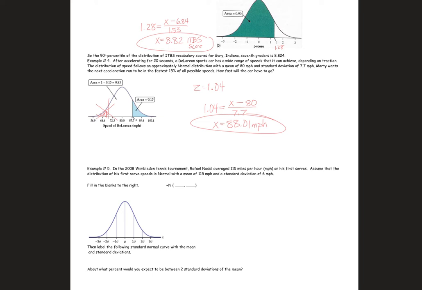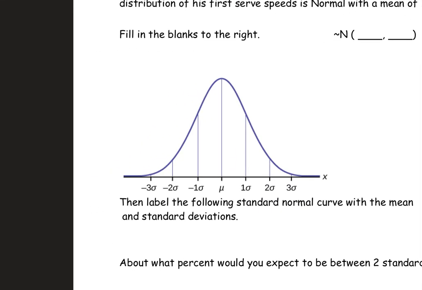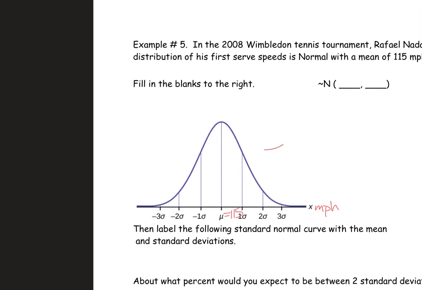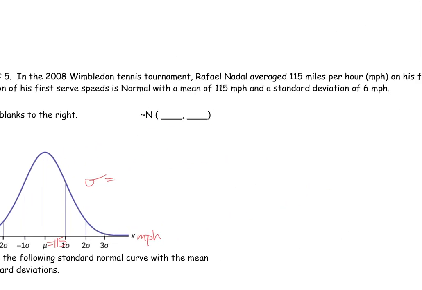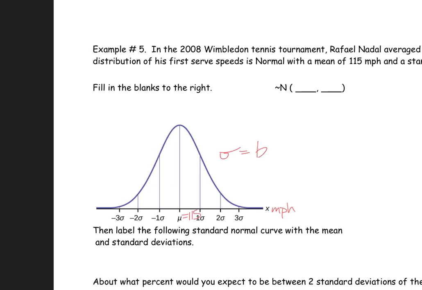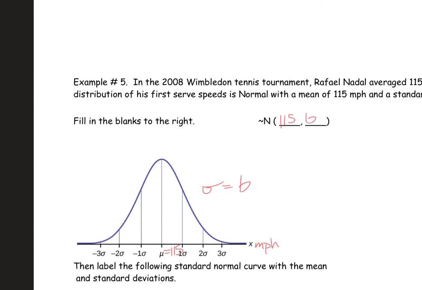All right, so Rafael Nadal, he would average 115 miles per hour on his first serves, and we're going to assume that the distribution of first serve speeds is normal with a mean of about 115 and a standard deviation of 6. So I went ahead and gave us the graph here so we didn't have to keep redrawing, although we are going to label the units, which would be miles per hour. What was the standard deviation? About 6 miles per hour. And of course, this is approximately normal. We've got a mean of 115 and standard deviation of 6.